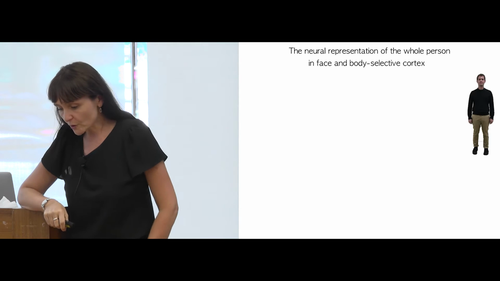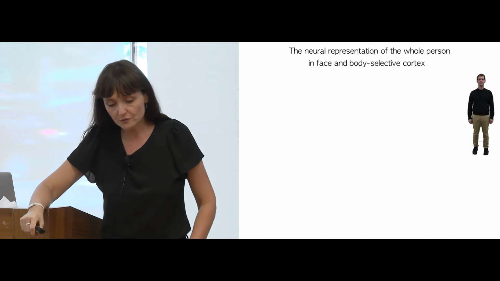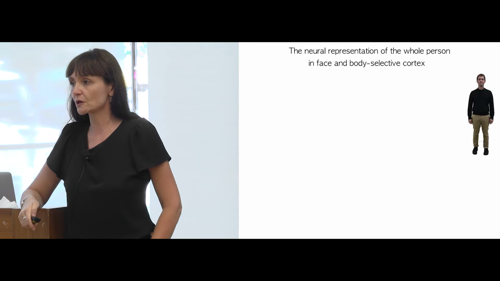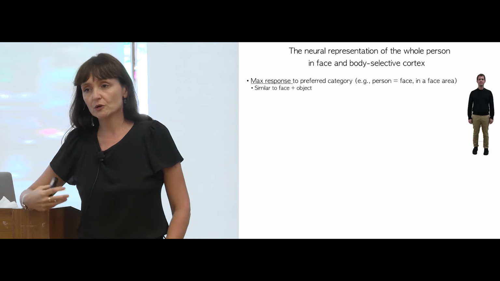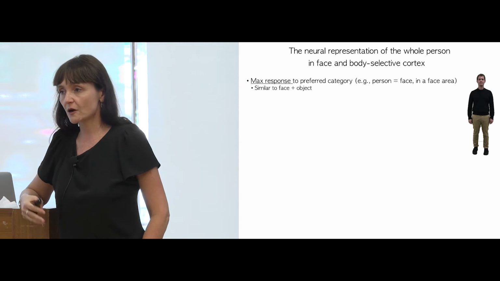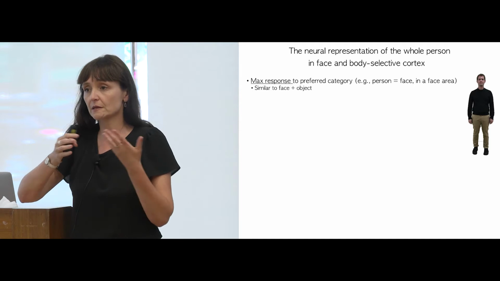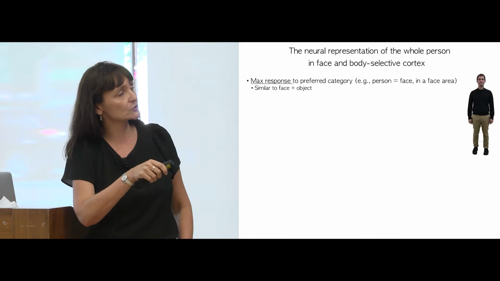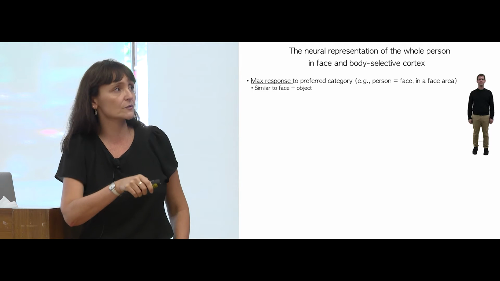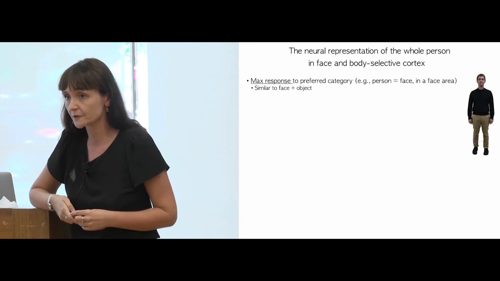So what we were wondering is, given those different types of responses to multiple stimuli, what would be the response to the whole person in face- and body-selective areas? One possibility is that we're going to find what was found with faces and objects, a max response. So when we present the whole person, in the face area and in the body area, the response to the whole person is going to be similar to the response to the face in the face area, or similar to the response to the body in the body area, suggesting that we're actually ignoring the non-preferred category.